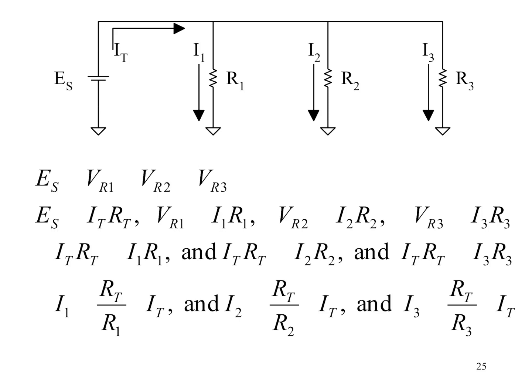So if we look at coming up with the current divider rule, what's missing again is the equal sign. So we can say that E source equals VR1 equals VR2 equals VR3. We know that voltage is all the same. Voltage is the same in parallel. We can also therefore say that ES equals I total times R total. Makes sense, right? Ohm's law, IR. We can say that VR1 equals I1 times R1, VR2 is I2 times R2, and VR3 is I3 times R3.